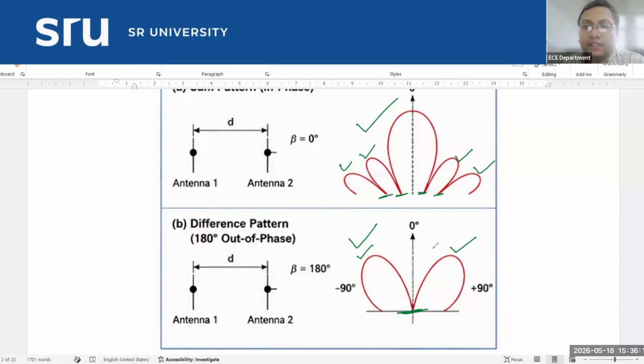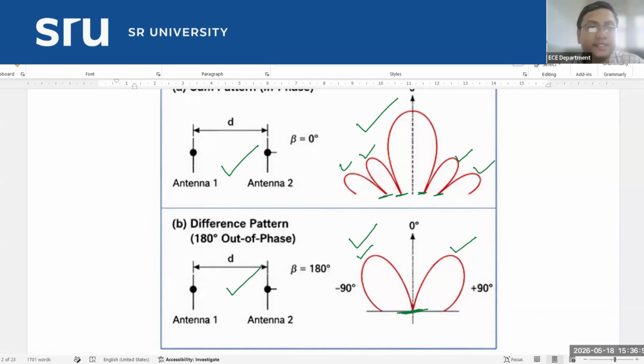So based on my requirement, I can use any of these feeding techniques or phasing techniques. Where I require a completely directional beam to illuminate one cell, I will be using this case. But where the scenario is that I don't want to illuminate the central position, rather I want to illuminate the two side portions, then I'll be using this difference pattern.